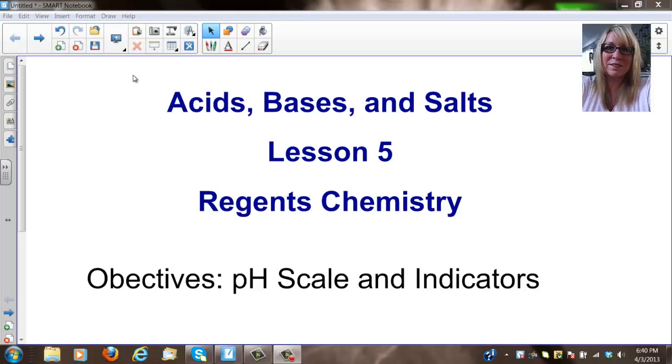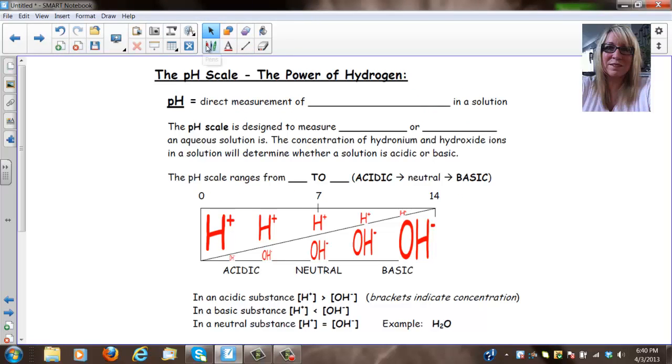Okay, this is Acids, Bases, and Salts, Lesson 5. And tonight we're going to talk about the pH scale and different types of indicators. So let's start. The pH scale is based on the hydrogen ion, and it's a direct measurement of the H+ ion concentration in solution.